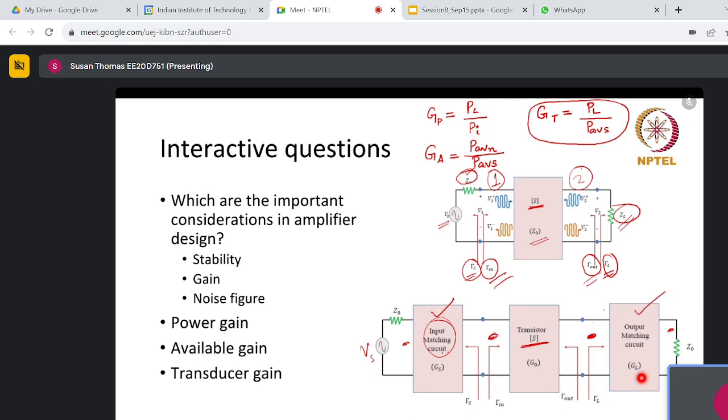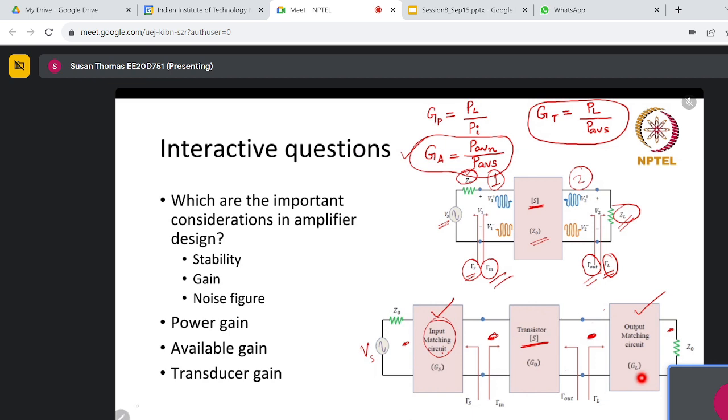Now the available gain. We have talked about this available gain. This is the ratio of available power from the network to available power from the source. This is relevant only when there is perfect matching, I mean, at the input side there is perfect matching and at the output side there is perfect matching. Then we can take this gain to be relevant. But unless it is perfectly matched, it doesn't give you the actual gain of the transistor amplifier.